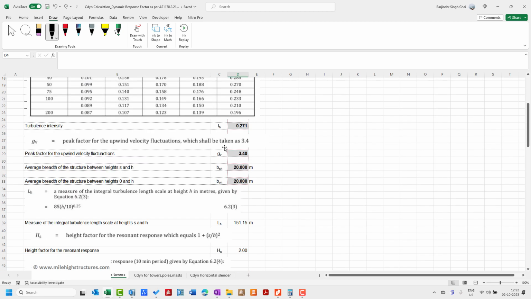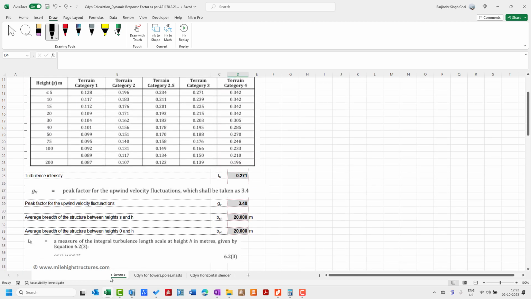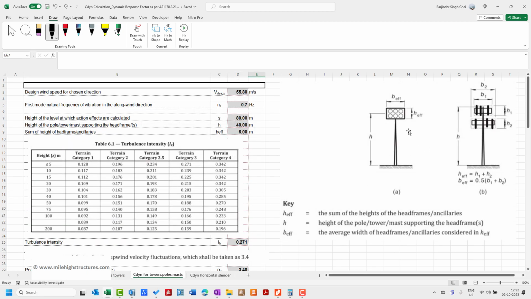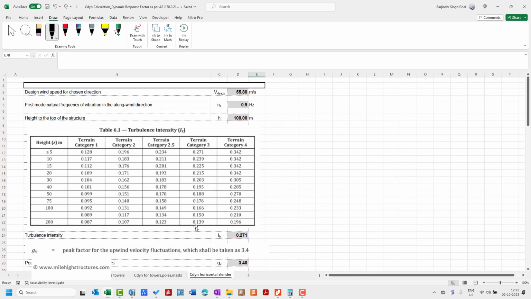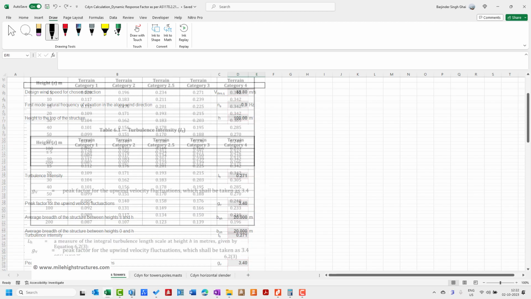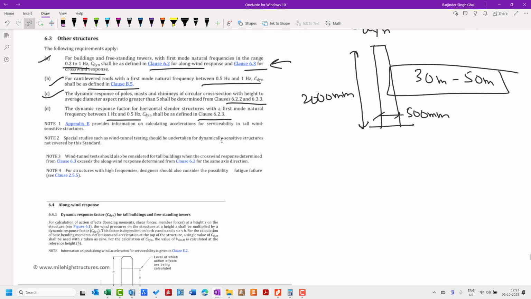So I have prepared an Excel file which shall help you in understanding all the formulas that are given to calculate the Cdyn for tall buildings and towers, for towers, poles and masts. Let us say we are talking about this kind of mast structures which are usually installed in cricket stadiums or in other stadiums also, for the lighting. After that we can calculate the Cdyn for horizontal slender structures also. But just to give you a theoretical introduction here, we shall start calculating the Cdyn for along wind response for different kinds of structures.